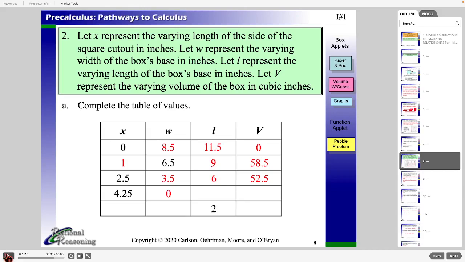4.25 leaves no width, does leave some length, but whenever we have 0 and we multiply, our volume's still going to be 0 because there's nothing it can store. It's a flat piece of paper again. If we got the length down to 2, the only way we could do that would be to have an impossible cut here, so that's not going to work.